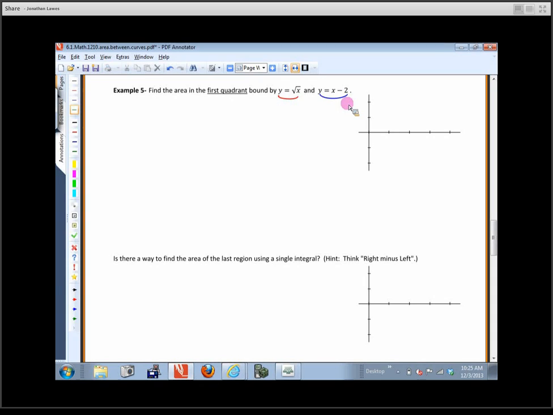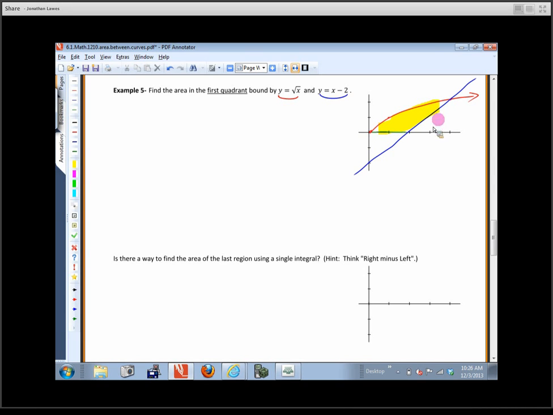So let's think about what this looks like. Square root function, top half of a sideways parabola. I'll just draw some convenient points right here. Looks like that. Just a line crosses at -2 on the y-axis and then has a slope of 1. So it's going to go like this. And then the region we're interested in is what's bound by those two curves in the first quadrant. It's this area right here.